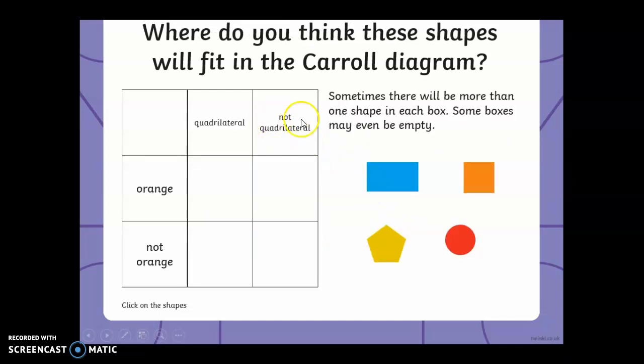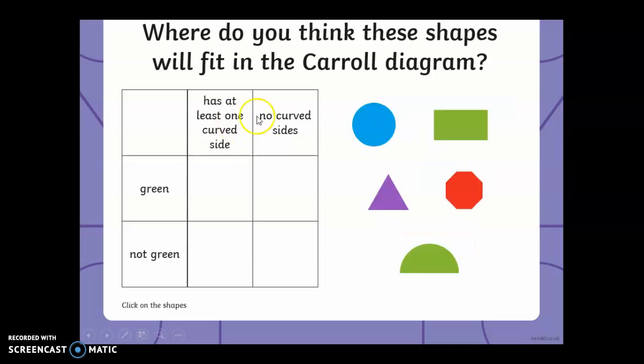We've also said that sometimes there will be more than one shape in each box. Some boxes may even be empty, and it's okay. It doesn't mean you have a mistake. It means that you might have empty boxes, and no other shape fit in that category.